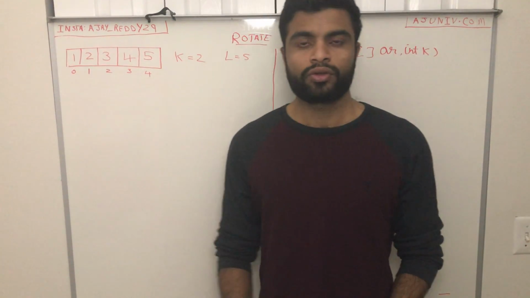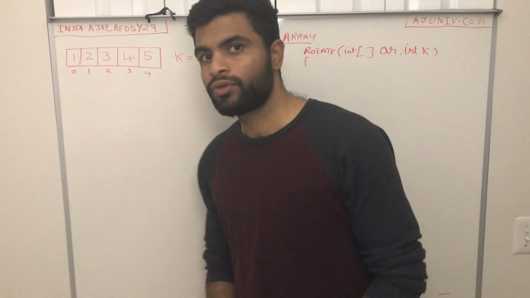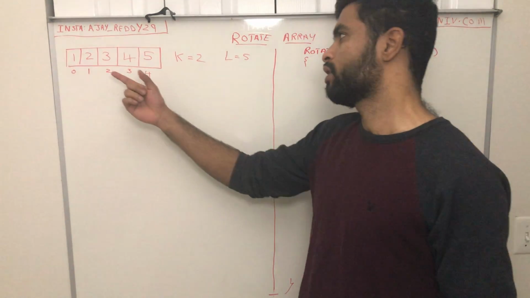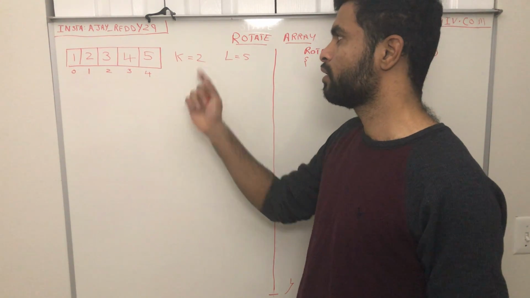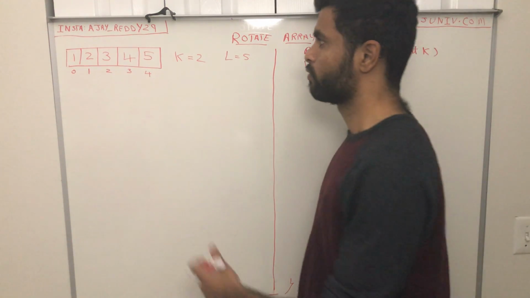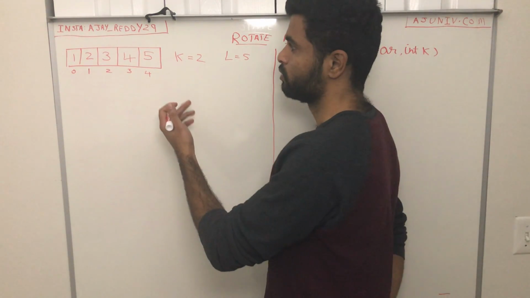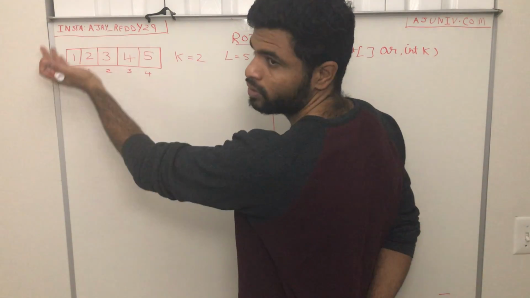So in this video I'm going to explain the problem called rotate array. Here we have an array of integers and an integer k. We have to rotate this array k times from the right side. Rotation means you move the last element of the array to the first index.